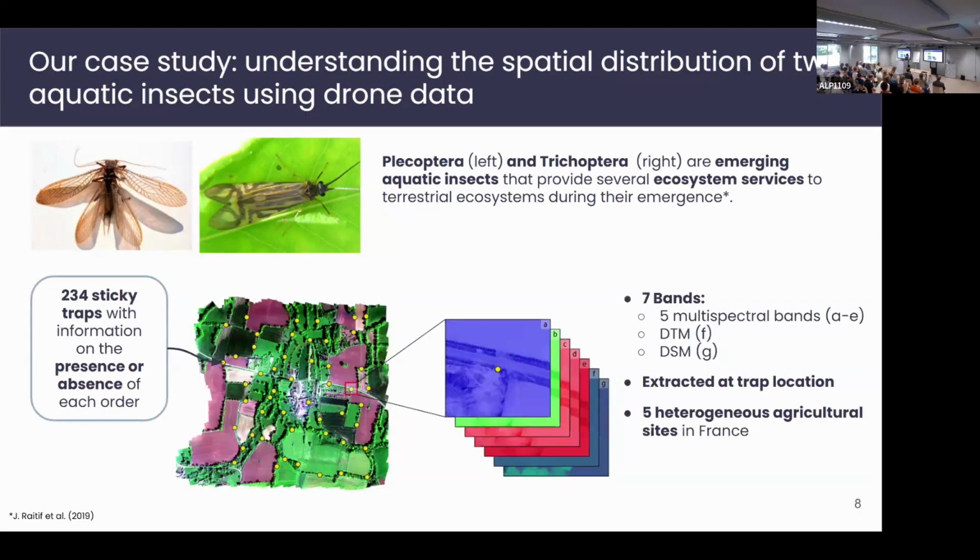To do that, we have a very small amount of data, but we put out 234 sticky traps, which gave us information on presence and absence. That was our field occurrence data. On the other side, we got some environmental data that we acquired with a drone with two sensors, one multispectral and one LiDAR. And we extracted patches at the trap locations on 5 different agricultural sites in France.